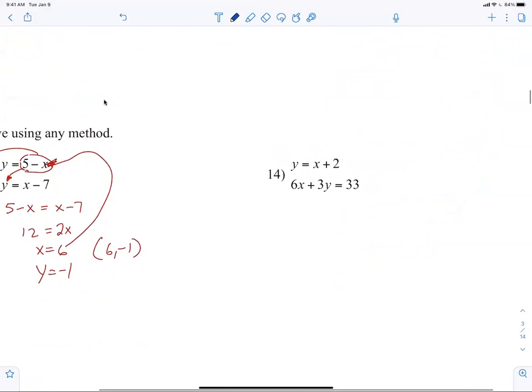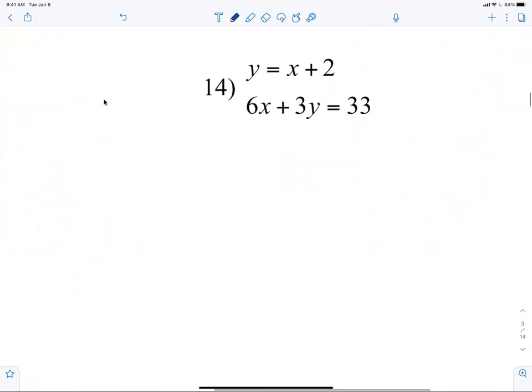Okay, here we go. 14. Now this one is a what? Yeah, what do I do? Substitution, right? Just plugging in. 6x plus 3 parentheses x plus 2.